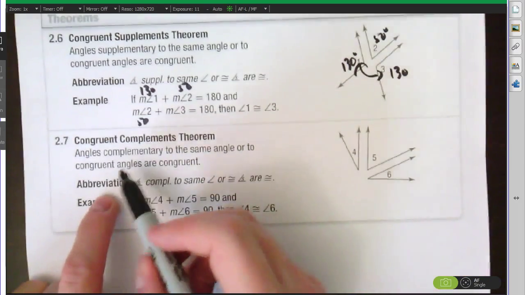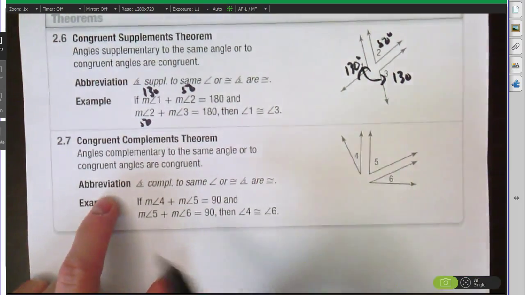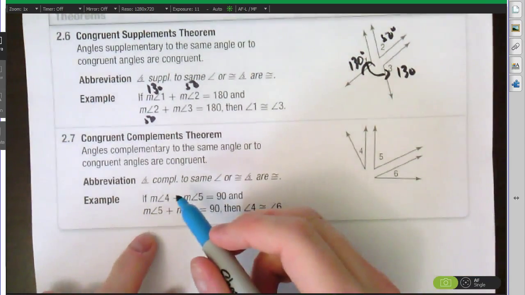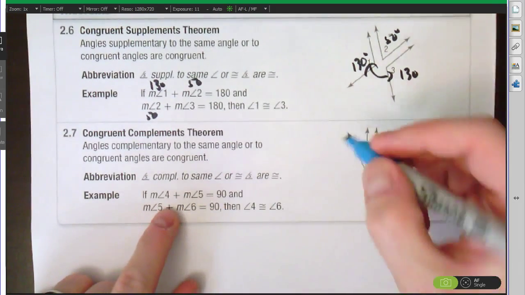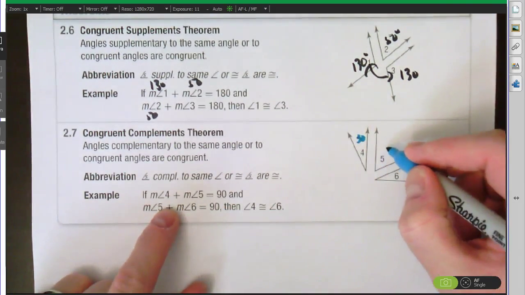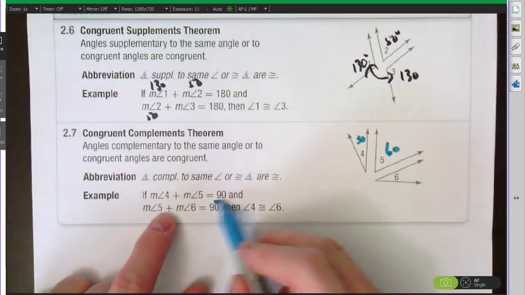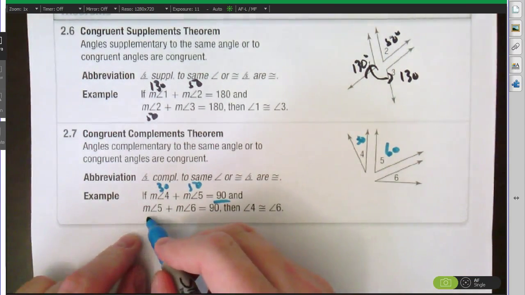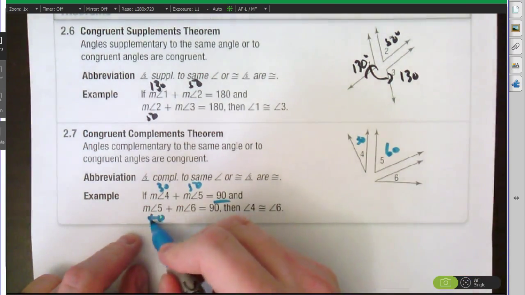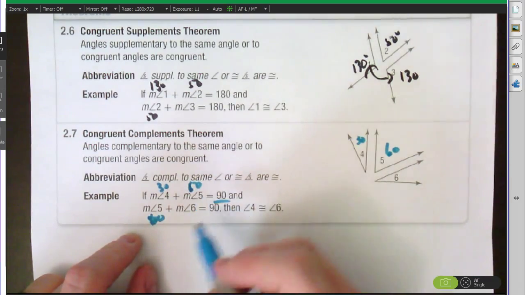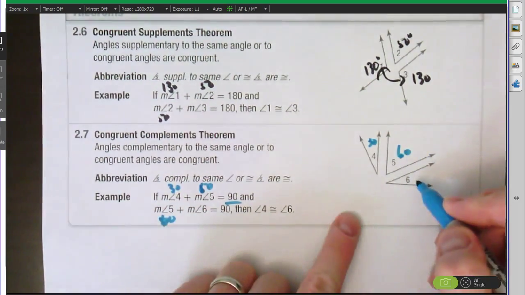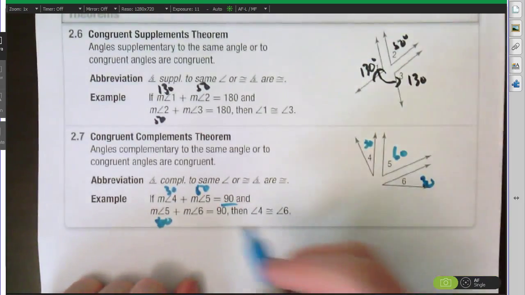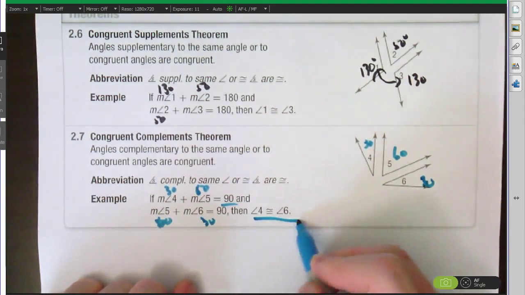Same thing for 2.7, the congruent complements theorem. I'm going to work this the same way. Now it's just they're complementary angles. So I know that angle 4 and angle 5 are complementary. So if angle 4 is 30 degrees, that means angle 5 is 60 degrees because they have to add to 90. So this is 30, this is 60. Sorry, I said 50, I meant 60. You're going to catch that and tell me that I made a mistake. So this is 60 and this is 60. Well, if 6 and 5 are complementary, and this is 60, that means there has to be 30 left over for 6. Look at that. 4 and 6, they must be congruent.